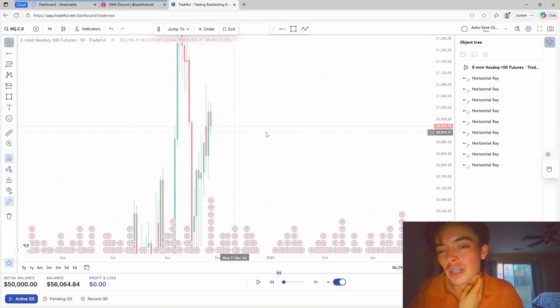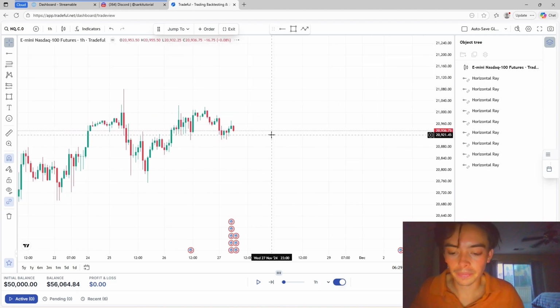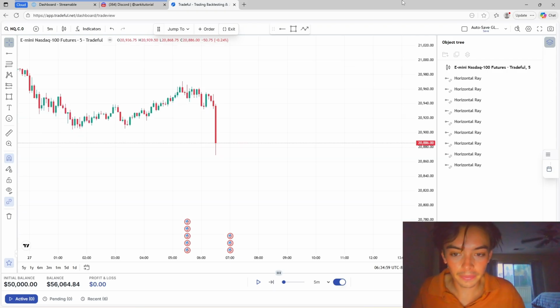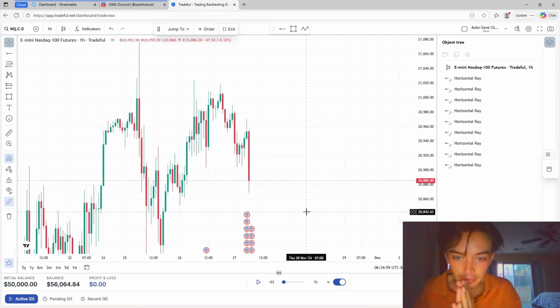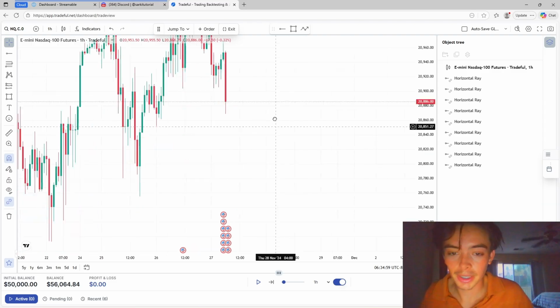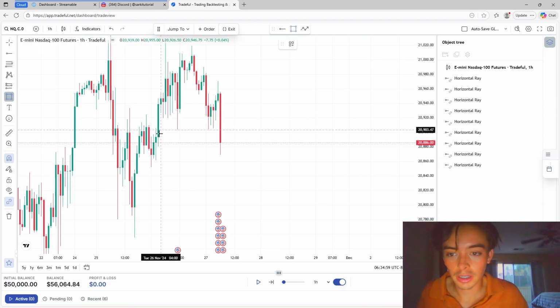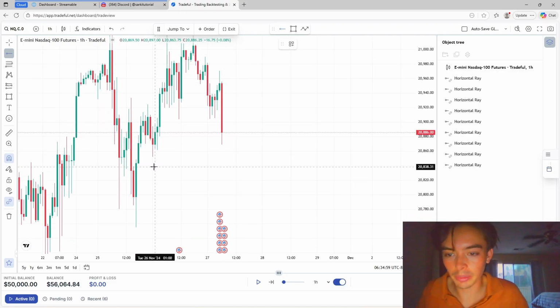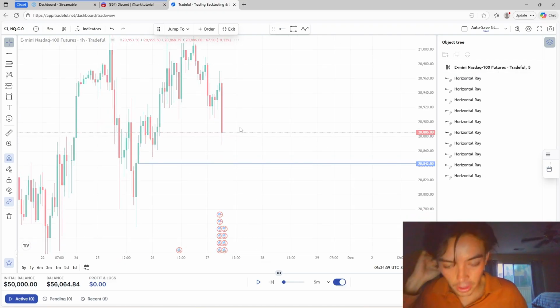I don't see us rejecting off that gap yet. So let's just play these candles out. Fuck me, yeah, fuck, bro. So huge push lower. Unfortunately, I don't think that we could tap this right here. All right, let's see how this plays out.